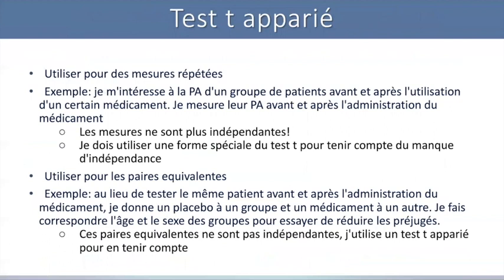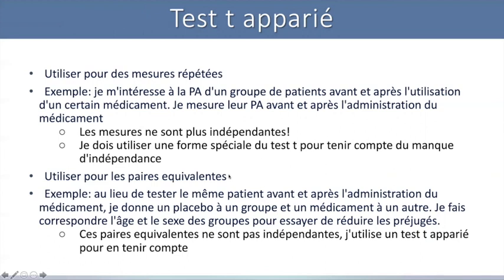This is used for a couple things. First of all, repeated measures. For example, I'm interested in the blood pressure of a certain group of patients before and after the use of a medication. I measure their blood pressure before and after drug administration. These measurements I've made are no longer independent because I've measured them in the same person. I have to use a special form of the t-test to account for this lack of independence.